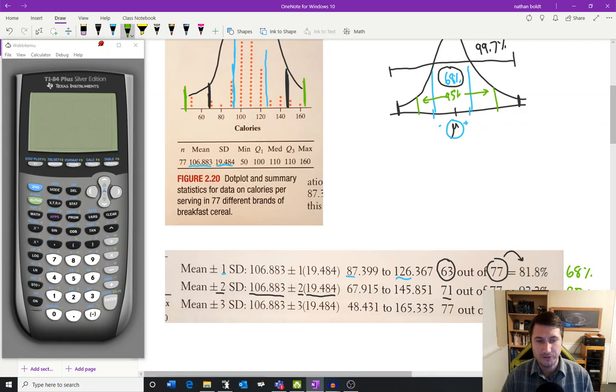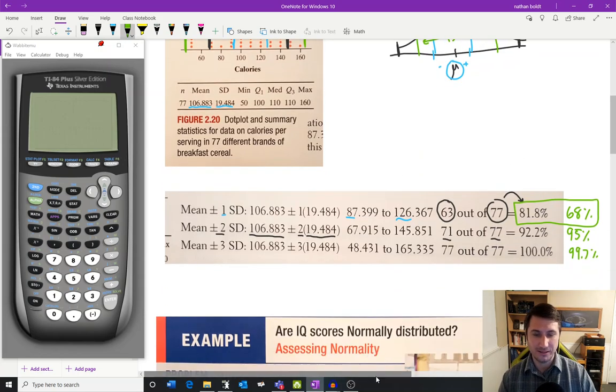Here, there is not much difference. 100% versus 99.7. That's nothing to scoff at. But really, this sealed the bag. This is not normally distributed, because within one standard deviation, they've got 80% of the data when they should only have 68. That is too big of a difference.